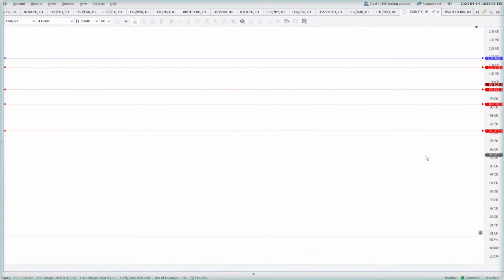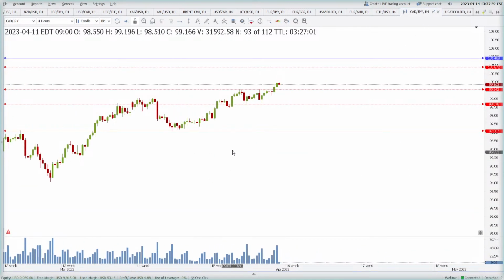CAD JPY is going north very nicely. 100.87 is what we are expecting. That is exactly 100 points from here. Okay, on the downside 99.54 may act as a very good support for the price. Nothing much, only these two levels are worth watching now.